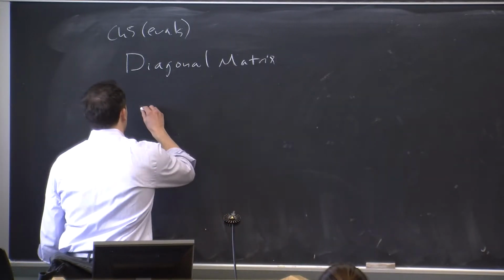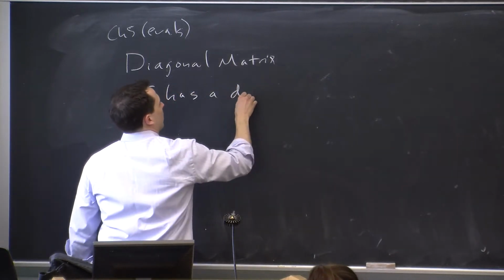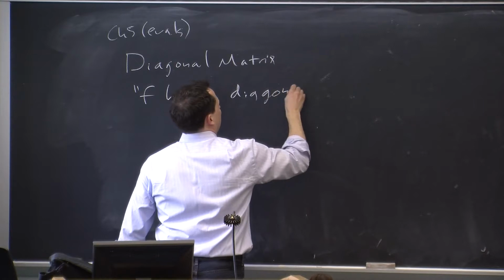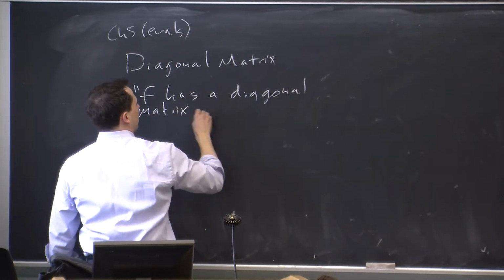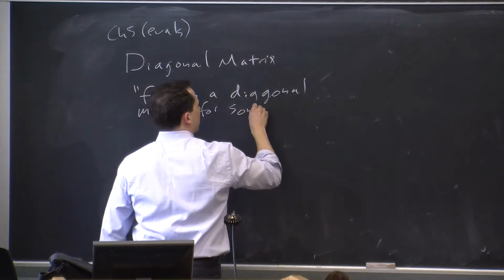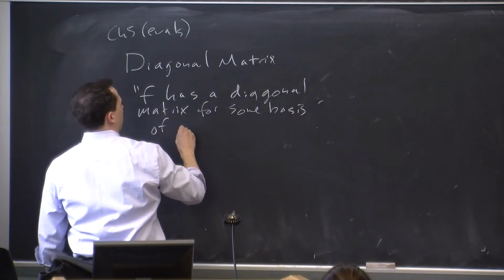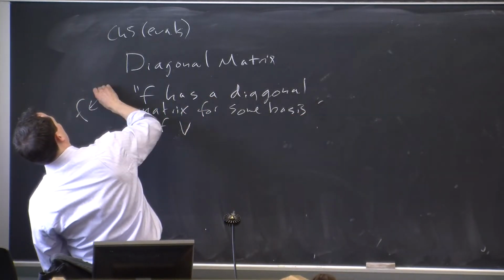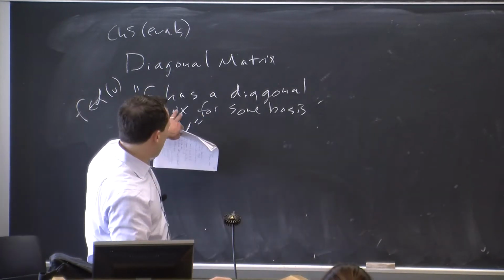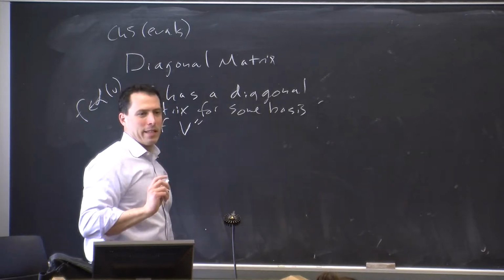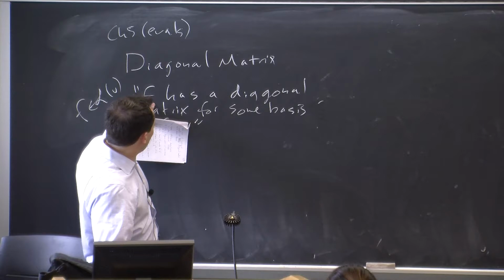But the property "F has a diagonal matrix for some basis of V" — here F is a linear transformation from V to itself — is a property of F which does not depend on the basis. This is a property of the linear transformation itself.